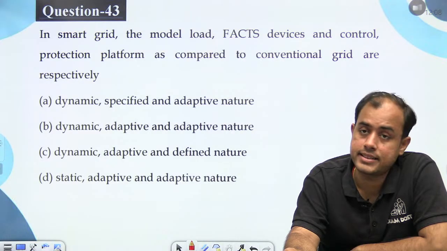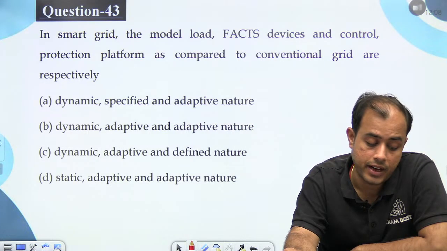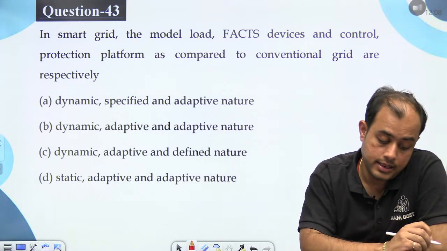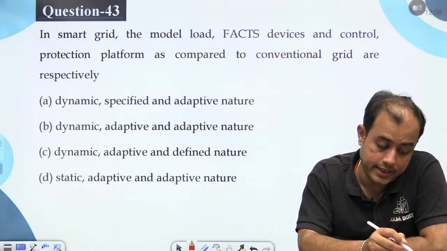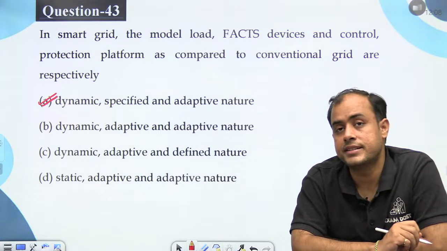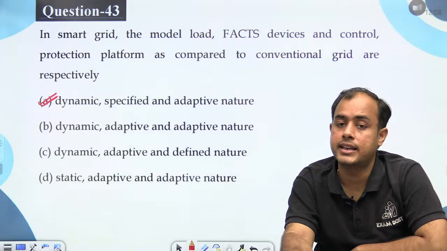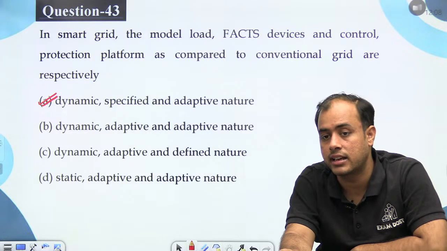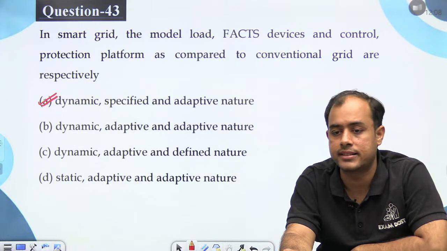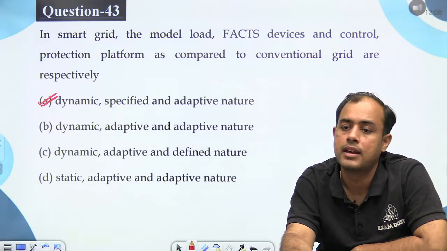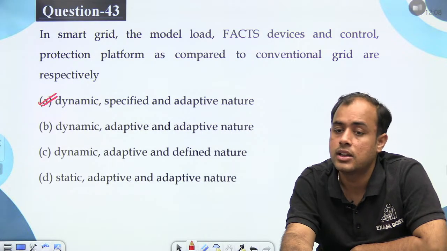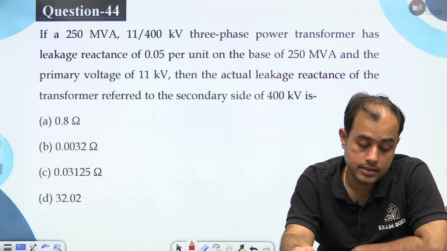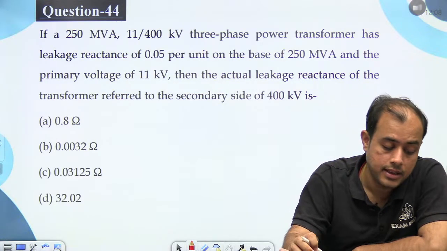In a smart grid, ESE 24 again, FACTS devices and control protection platform as compared to conventional grid are dynamic, specified and adaptive in nature। FACTS डिवाइसेस ना एडेप्टिव होती हैं, यानी कि अगर आप कंडीशंस बदलोगे, if you change the condition of the load, you can change the firing angle and you can basically still operate the system under optimal condition, यानी कि अगर लोड की कंडीशन बदली तो आप अल्फा बदल के फिर भी सिस्टम को डिजायर्ड कंडीशन पे चला सकते हो। चलो, now we come to the per unit system.